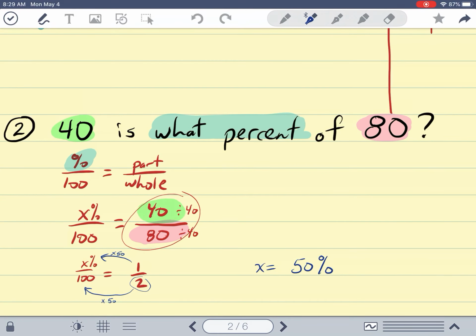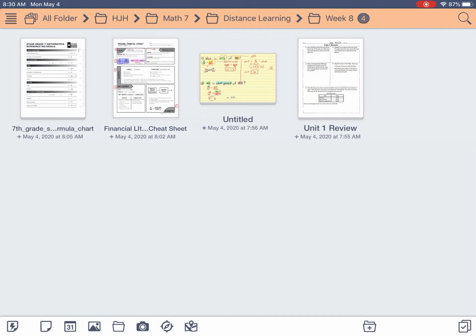And this should make sense to you. The answer should always make sense. 50%, what is that as a fraction? Anybody know? 50% as a fraction is half. Then look at these two values up here, 40 and 80. Yes, 40 is half of 80. So therefore that's a check on your work. All right, very good. That's what we're looking at today so far.